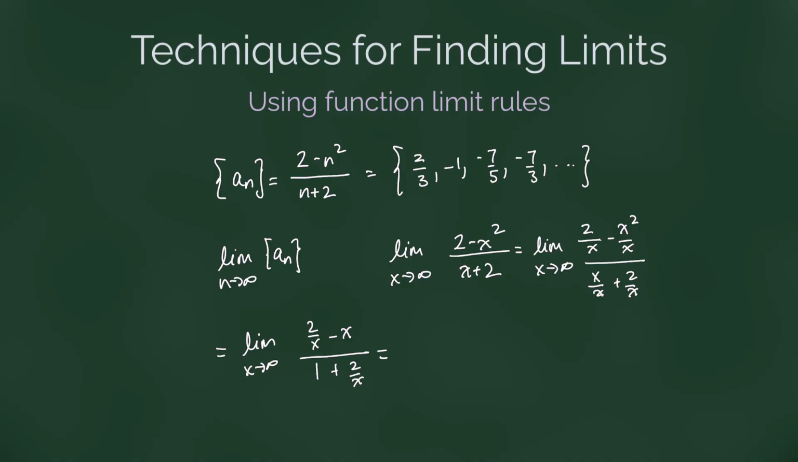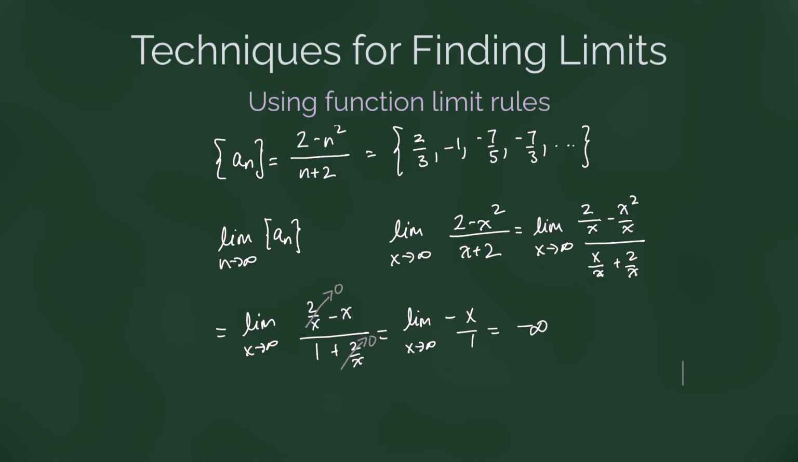We can see that as x goes to infinity, the 2 over x terms are going to go to 0, which leaves us with the limit as x approaches infinity of negative x over 1, which is going to be negative infinity. So that tells us, because this is negative infinity, that the sequence a sub n diverges.